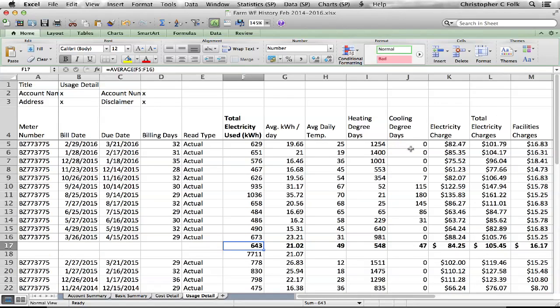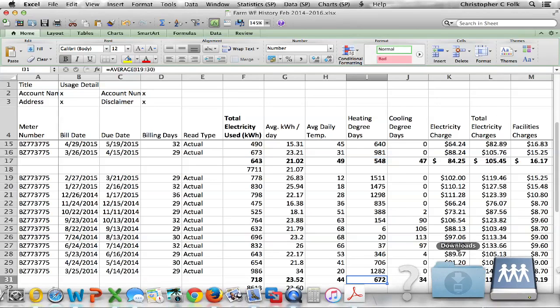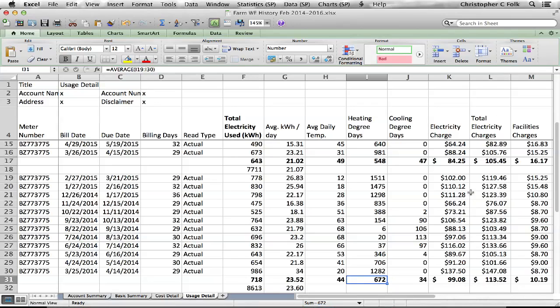Notice we've got the heating degree days and the cooling degree days. I'm going to scroll down, and I've got the totals highlighted here, right? So for the 1 year period ending in March of this year, the heating degree days were 548. What that means is I had to use the heat less this year than I did last year. Well, I'm only comparing a year's data.